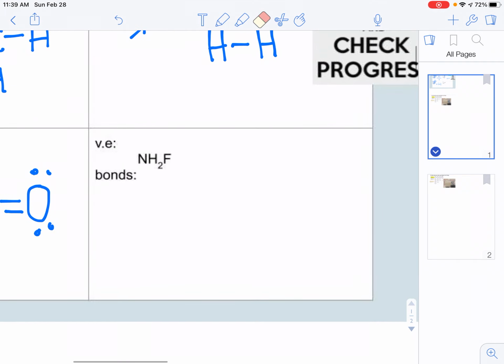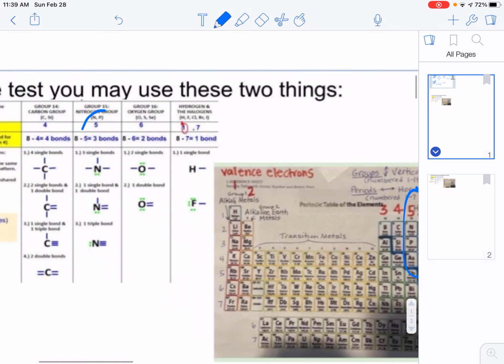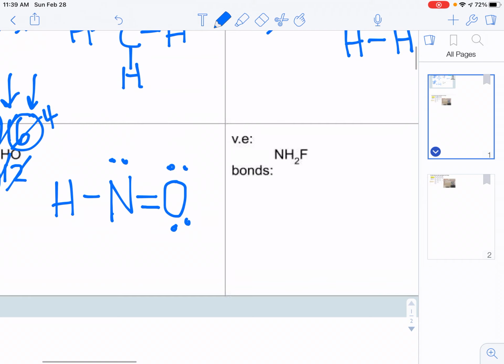Let's try this one. Now this time I'm going to do something wrong, and we're going to see if we can catch it. So I'm going to start with valence electrons and bonds. Nitrogen, we just did it, but let's double check. 5 valence electrons and 3 bonds. Hydrogen, it comes up in almost every one, doesn't it? So I hope you're remembering 1 and 1.